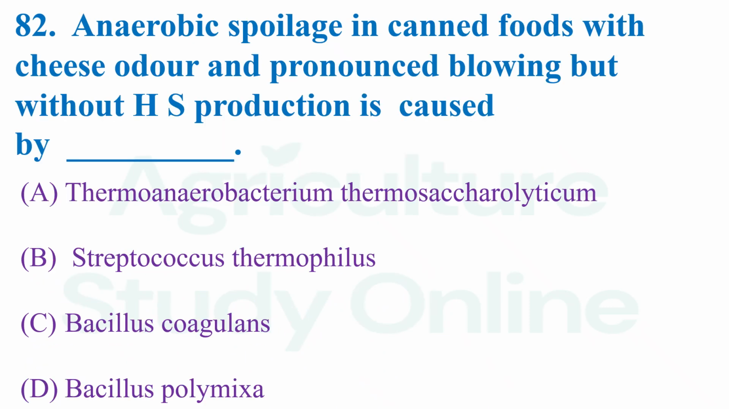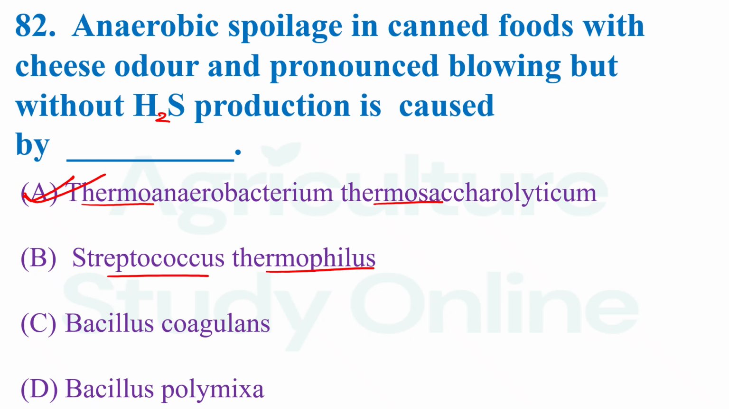Question number 82. Anaerobic spoilage in canned foods with cheese odor and pronounced bluing but without H2S production is caused by. So first one, Thermoanaerobacterium thermosaccharolyticum. So this is an anaerobic spoilage. It causes anaerobic spoilage. So this produces gas which can cause swelling, blowing, and gives a cheesy butyric odor. And in this, no H2S production is there. So this is our correct option.